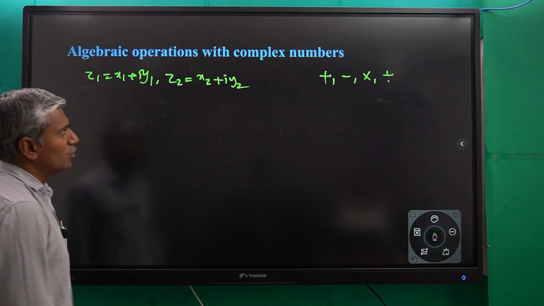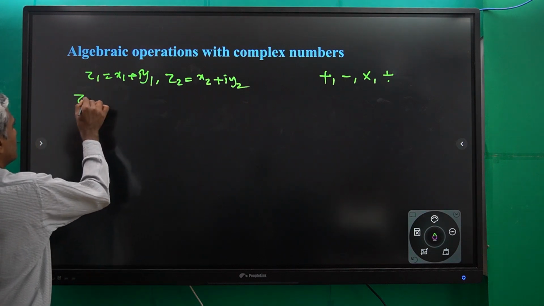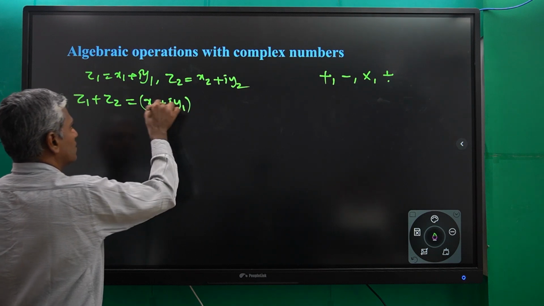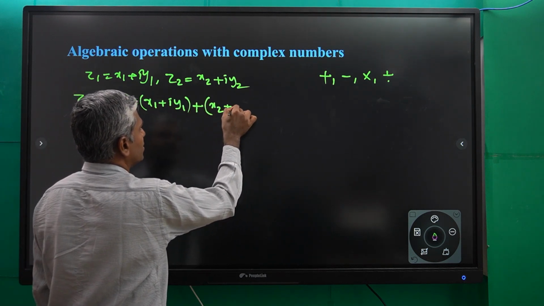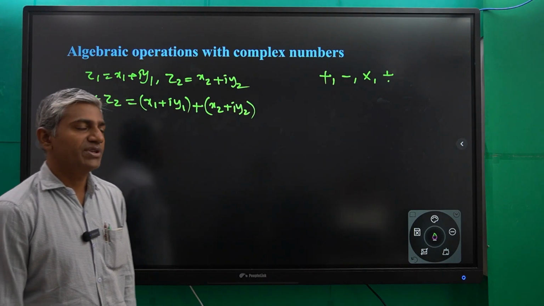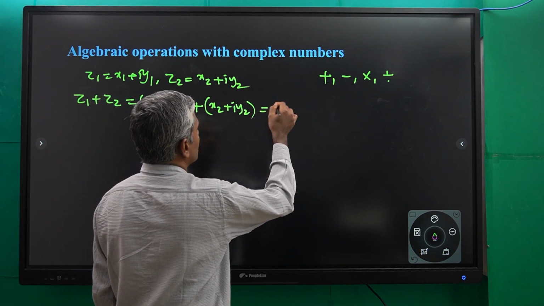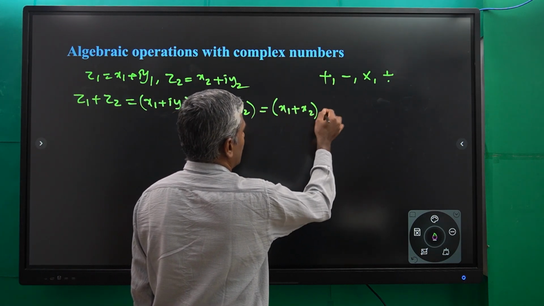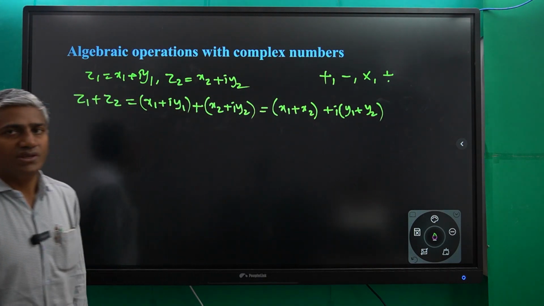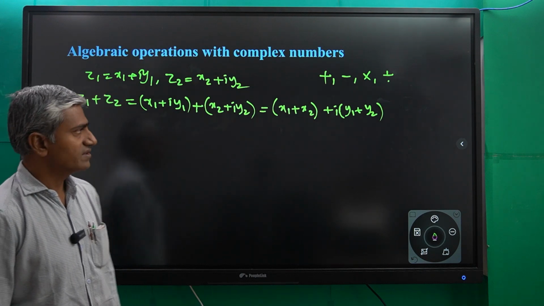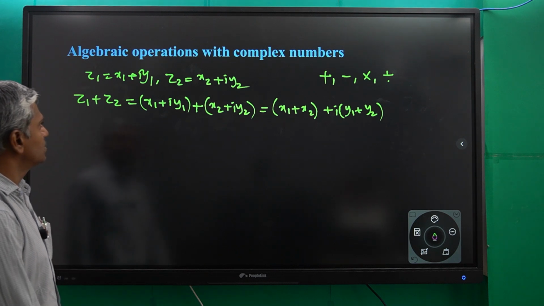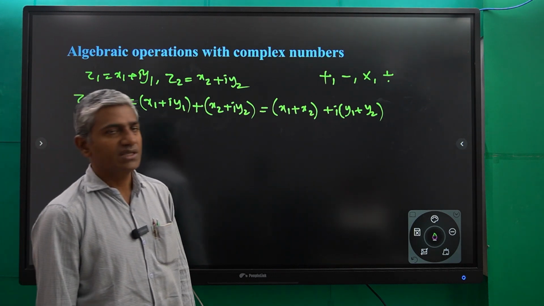So let's take the algebraic operations, such as z1 plus z2. z1 plus z2 is equal to x1 plus iy1 plus x2 plus iy2. Then the real parts will be added and the imaginary parts will be added. Therefore it can be written as x1 plus x2 plus i times (y1 plus y2): the sum of the real parts and the sum of the imaginary parts. So x1 plus x2 is the real part and the imaginary part is i times (y1 plus y2).